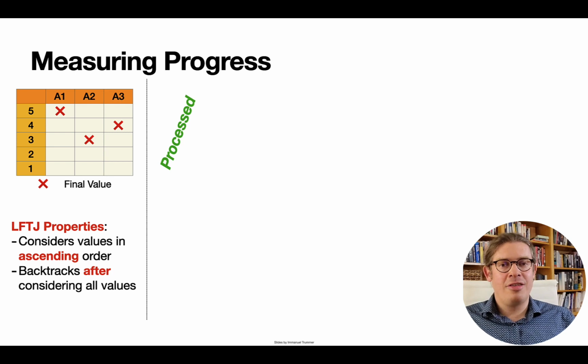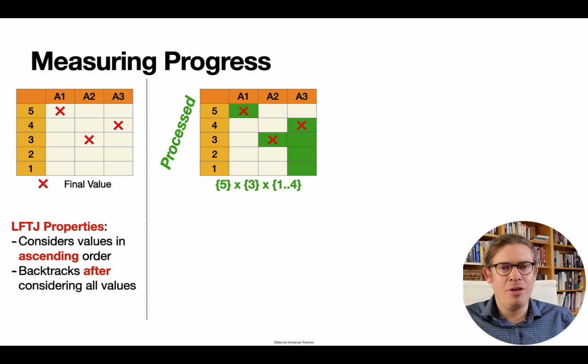Fortunately, we can use a similar principle to the one that we have used in order to determine unprocessed scopes. Given the same situation as before, we now want to recognize which scopes have been processed in the current episode. And again, due to the properties of the leapfrog trie join, we can say that for the currently selected values in the first 2 attributes, the algorithm has considered everything up to the currently selected value in the last attribute.